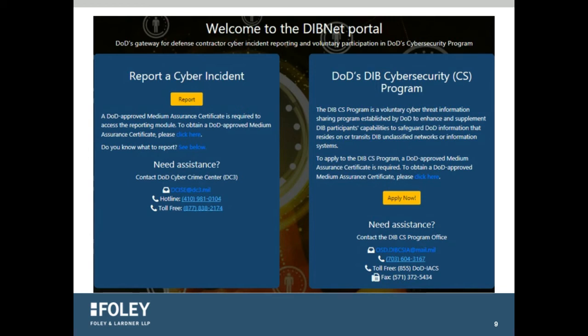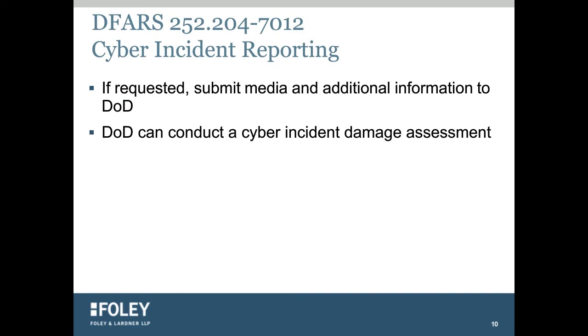The DoD and/or contracting agency can request that additional media, so a server or a hard drive, be submitted, and other additional information to the DoD. This could be policies and procedures. We'll talk about system security plans in a minute. So there can be requests for additional information.